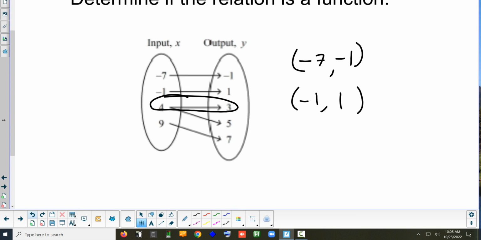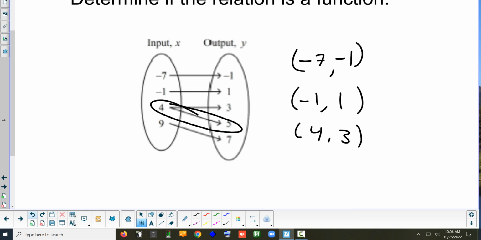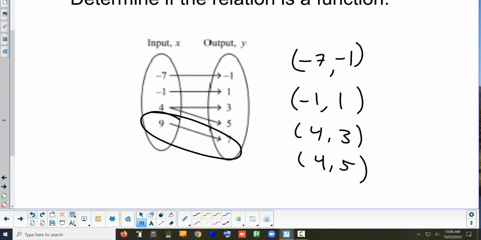Yep, Michael? 4, 3. Go to your fourth arrow. What do you think that one represents? Yep. 4, 5. And Joe, what about this last arrow? 9 on the second. Yeah, that's all that this chart is.